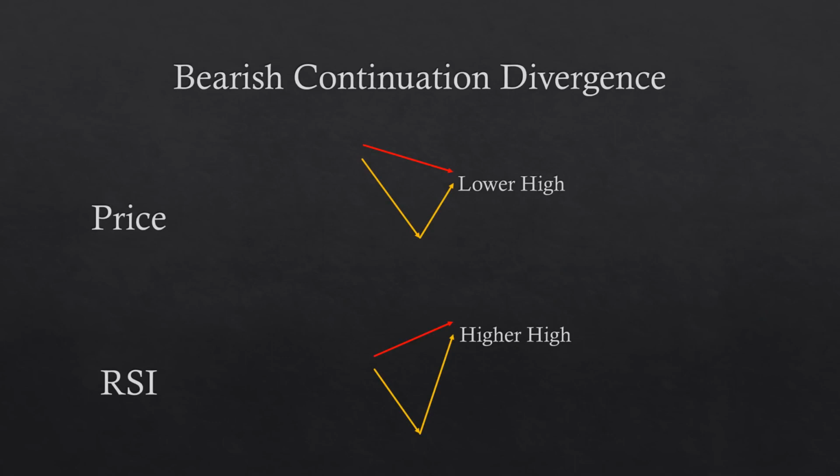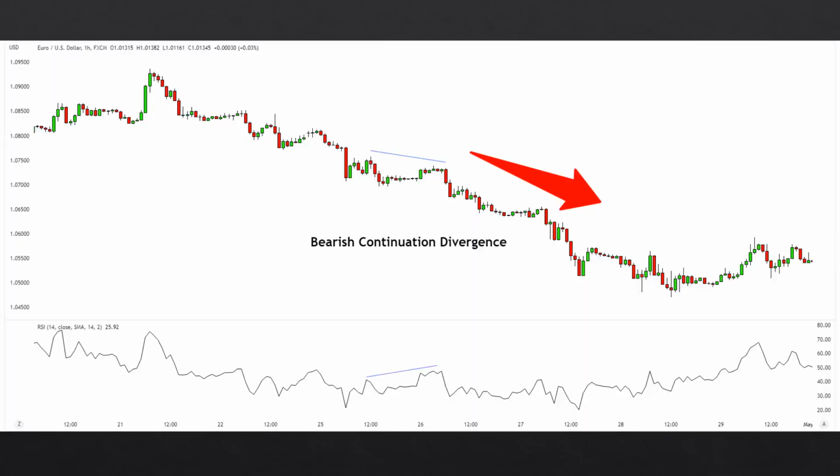In this price chart, we can see an example of a bearish continuation divergence. In the blue lines, you can see price creating a lower high while the RSI creates a higher high, therefore indicating a continuation in the trend as it is highlighted by the red arrow. The reversal and the continuation divergence signals are among the most reliable ideas in technical analysis. They are surprisingly simple and effective.